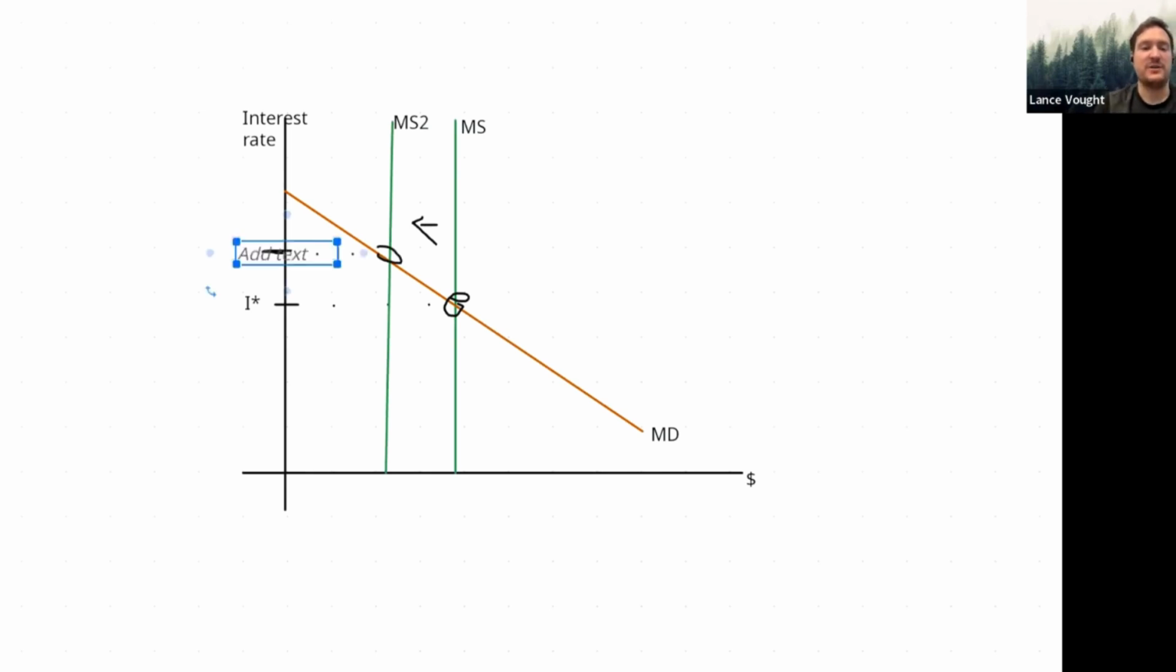If interest rates are higher, then people borrow less. When people borrow less, they consume less and they invest less, which results in a reduction in aggregate demand. So this graph helps explain why aggregate demand would shift to the left from a decrease in money supply and shift to the right from an increase in money supply. So that's how contractionary monetary policy works.